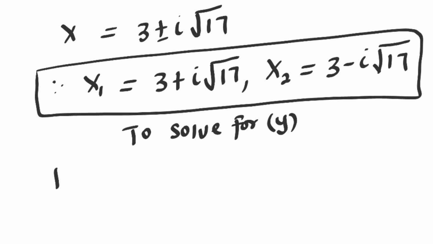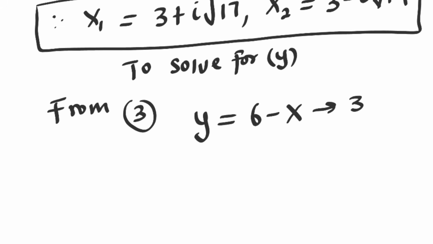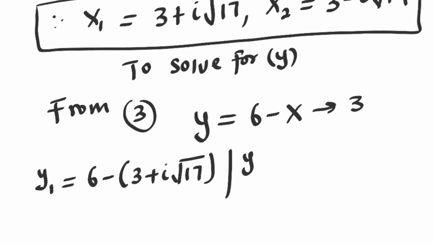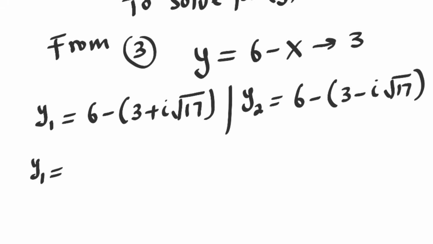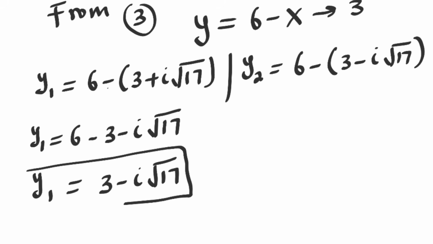from equation 3, y is equal to 6 minus x. This is our equation 3. Then y1 is equal to 6 minus x1, which is 3 plus i root 17, and y2 is equal to 6 minus x2, which is 3 minus i square root of 17. y1 is equal to 6. If you open the bracket with this negative, we have minus 3 minus i square root of 17. y1 is equal to 6 minus 3. This is 3 minus i square root of 17. Here is the value of y1.